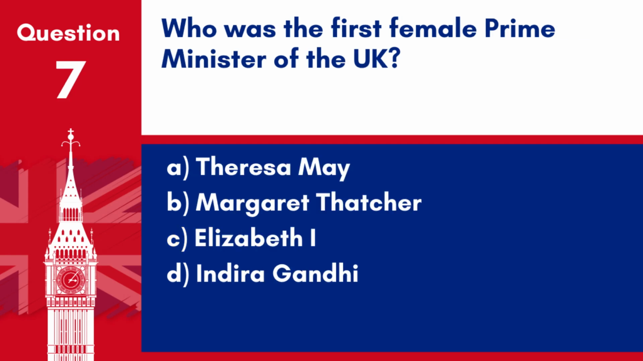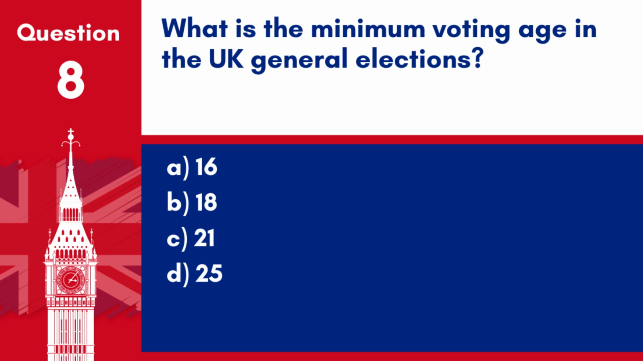Question 7. Who was the first female Prime Minister of the UK? A. Theresa May. B. Margaret Thatcher. C. Elizabeth I. D. Indira Gandhi. Answer B. Margaret Thatcher. Margaret Thatcher was the first female Prime Minister of the United Kingdom, serving from 1979 to 1990.